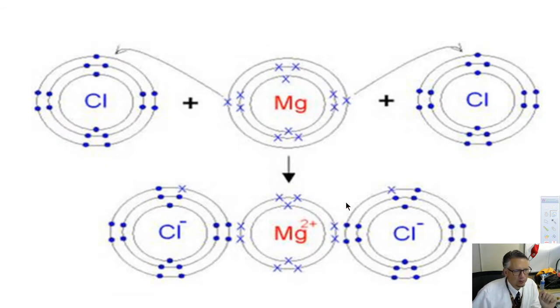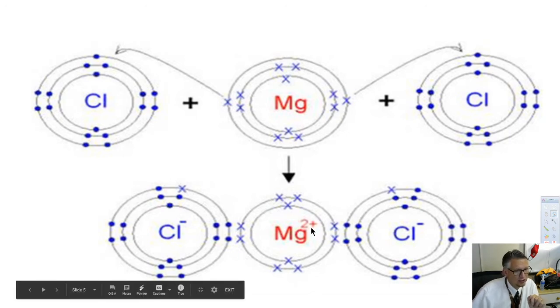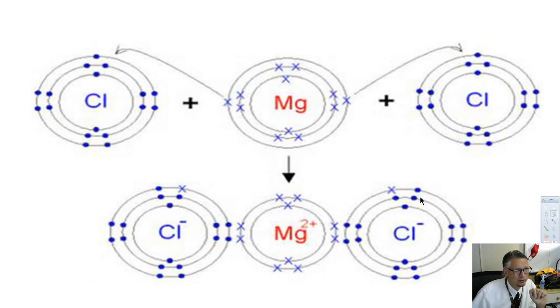Okay, so what do we got going on here? We have magnesium and chlorine, and it looks like magnesium has 2 electrons in its outermost shell, and it is sending its electrons to chlorine, and it looks like chlorine has 7 electrons in its outermost shell. So something from the left is hooking up with something from the right. So this is going to be ionic. Magnesium will end up with a +2 charge, and each chlorine will end up with a -1 charge.